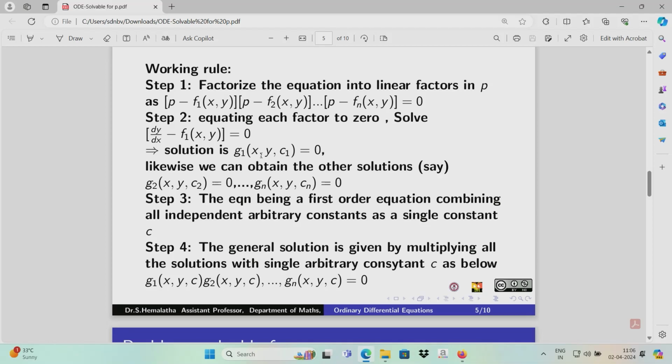The second step is to equate each factor to 0, because it is in product form. Apply a variable separable technique of integration and get a function in x, y, along with an arbitrary constant applicable for basic integration. Solving all these n factors, we get n solutions with n arbitrary constants, whereas we have only a single independent variable. So I make all the arbitrary constants a single C and combine all in product form, which is our general solution.